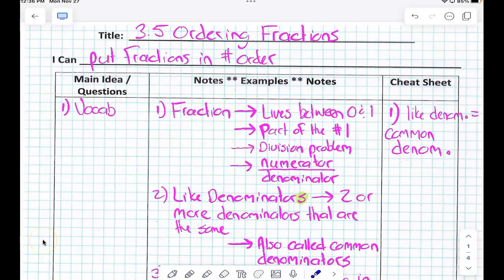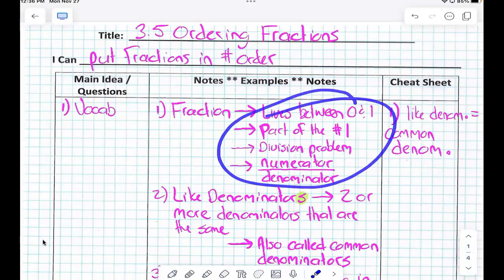Today we are finishing 3.5, ordering fractions. Can you put fractions in number order? Yes. Can you compare fractions? Yes. Do you know what a fraction is? Yes. If I asked you about all of those 4 definitions, would you be able to say, yeah, I understand it?